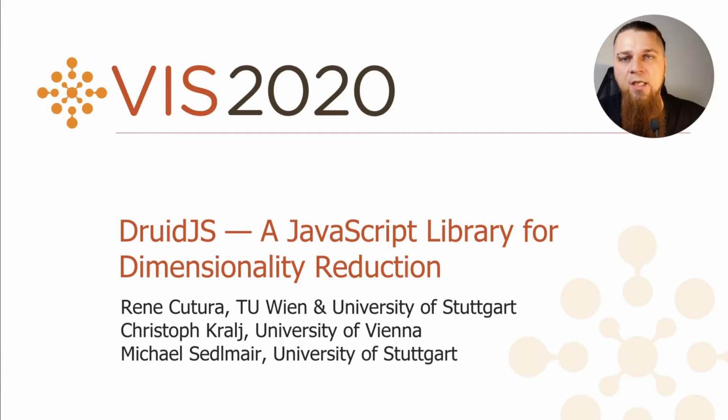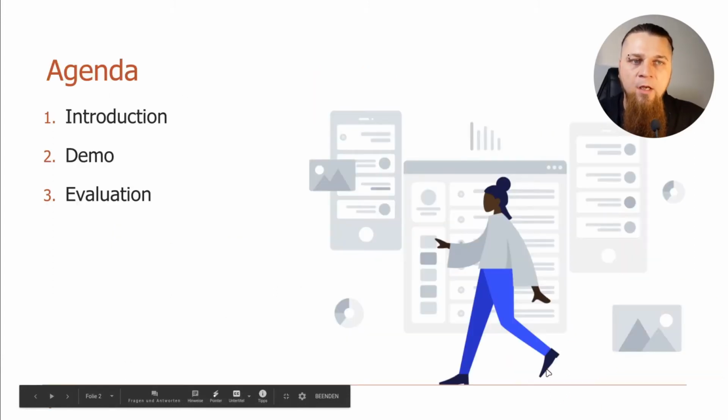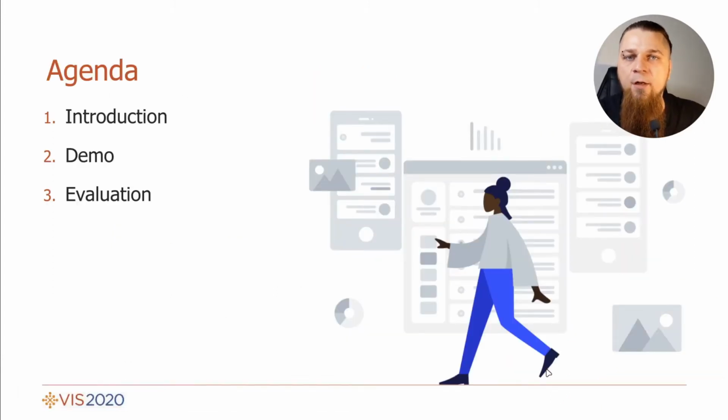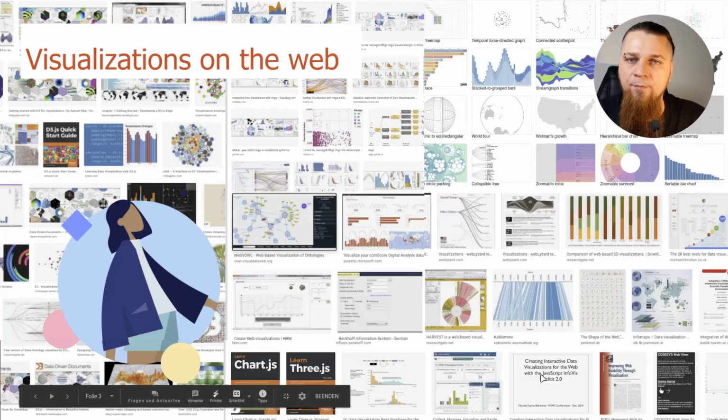I present DruidJS, a JavaScript library for using and interacting with dimensionality reduction. First I will give an introduction, then I will show you a demo, and at last I will show you some of our evaluation results.